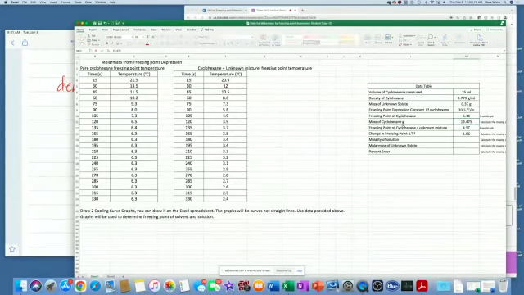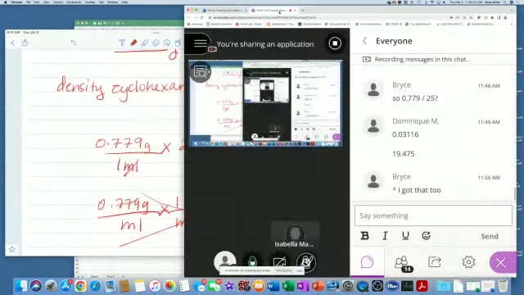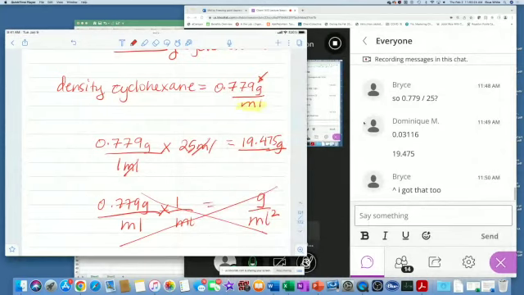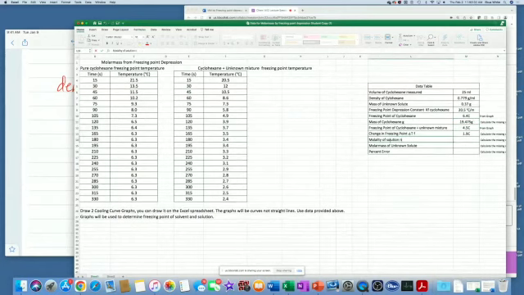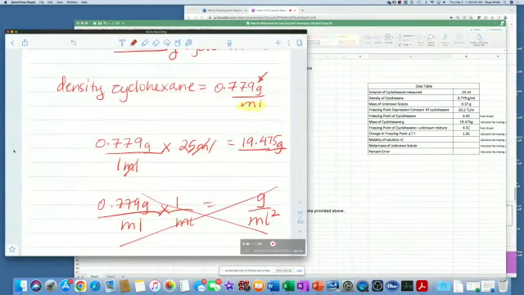19.475. Okay. So I got that. Okay, good. So we're here. Now they say find the molality of solution. This is that little m, right? The little m, that's not mass.